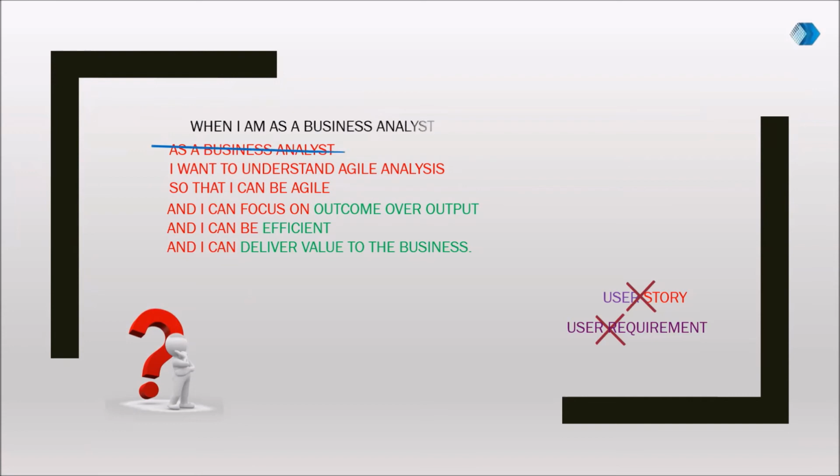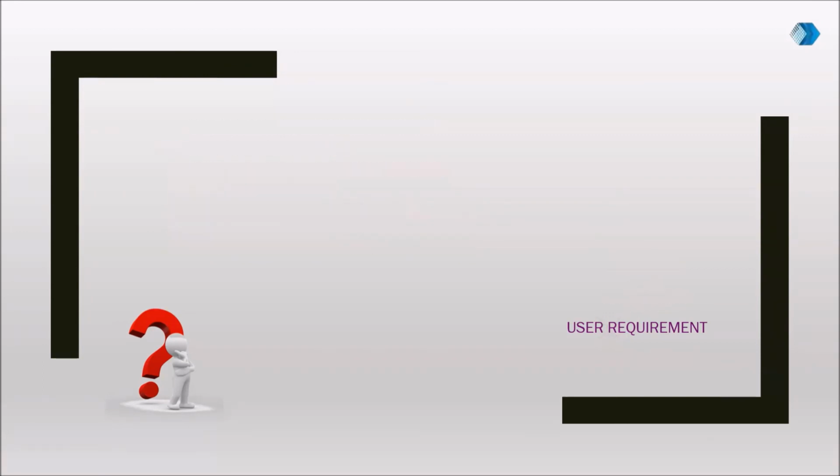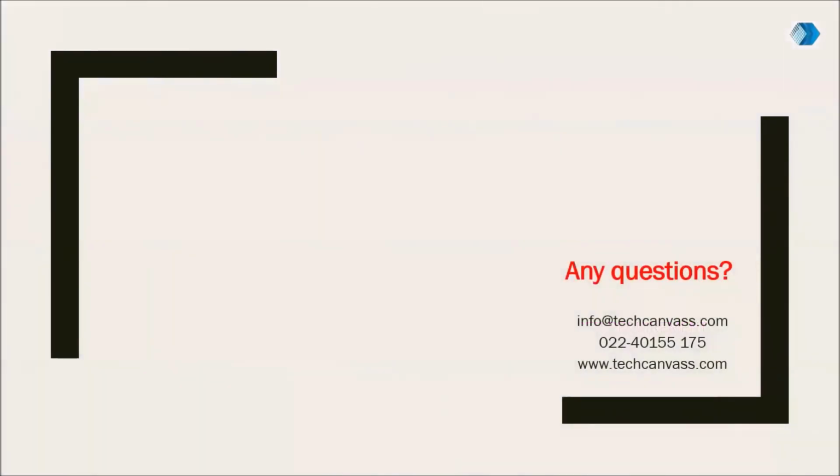When I am a business analyst, I want to understand agile analysis so that I can be agile and I can focus on outcome over output, and I can be efficient and I can deliver value to the business. This is called job story. Hope you understood the difference between user story and job story.